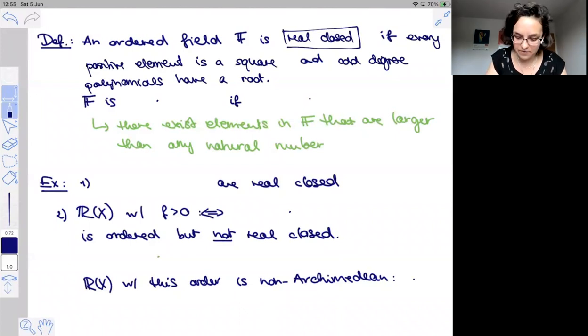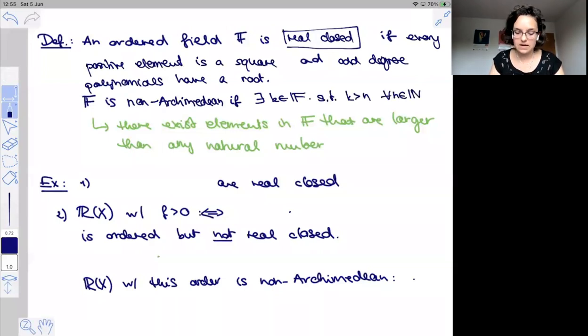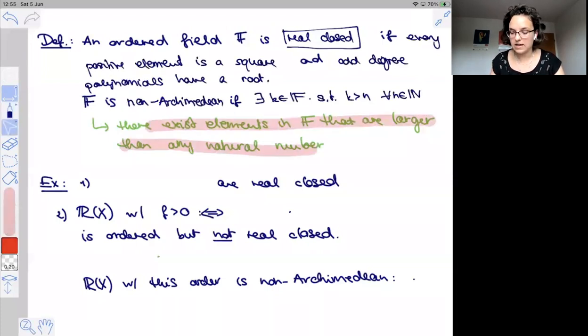And we say F is non-Archimedean if it does not satisfy the Archimedean property. So there exists an element K in F such that K is bigger than N for all N in the natural numbers. So there exist elements in F that are larger than any natural number.